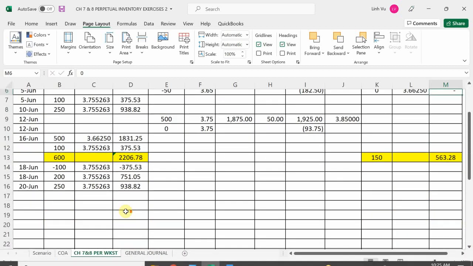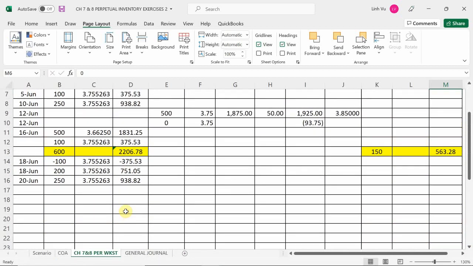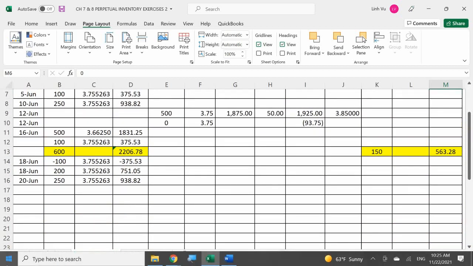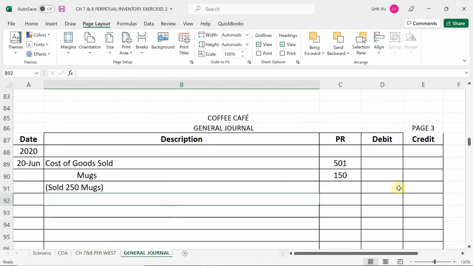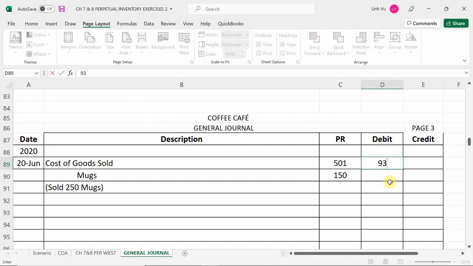All right, so the number I'm looking for here is going to be the 938.82. That's going to be my total cost of goods sold here.